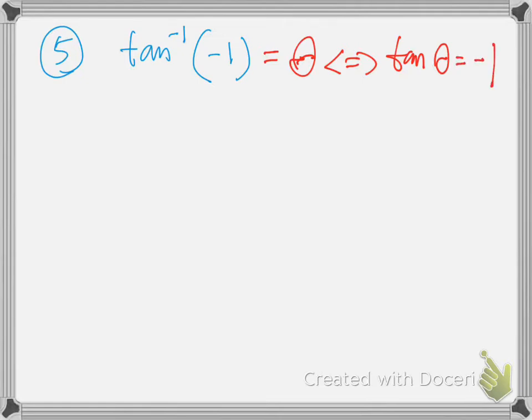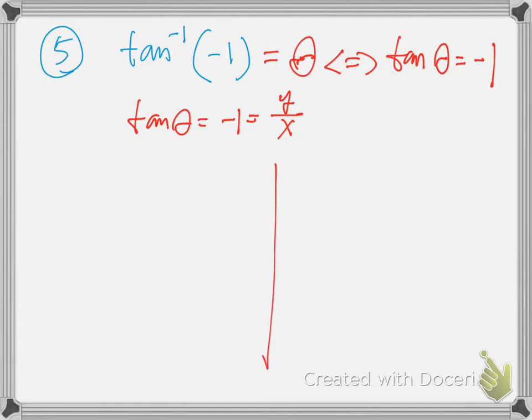So let's draw the relation again, right? Here's the angle, here's the number. So the tangent function changes angle to a number, and tangent inverse, the inverse function, changes number back to the angle. So now what's the definition of tangent? Tangent theta is -1, so this is y over x. So y over x is -1, so we don't know which one is positive, which one is negative. So we have two cases.